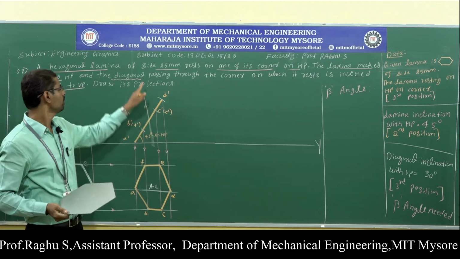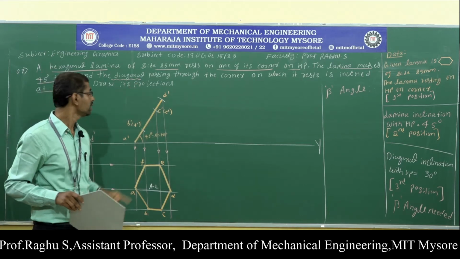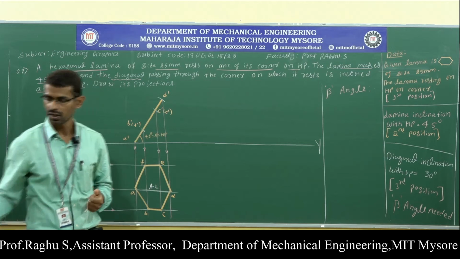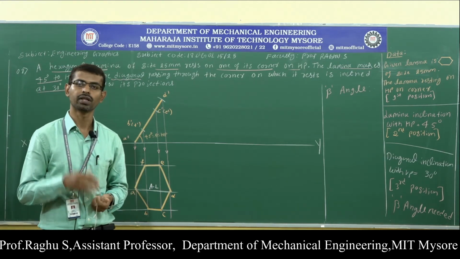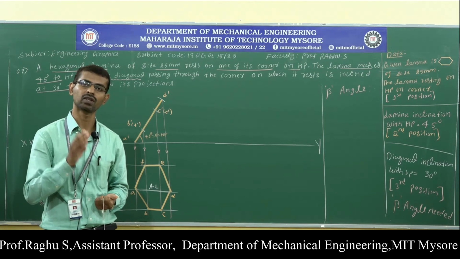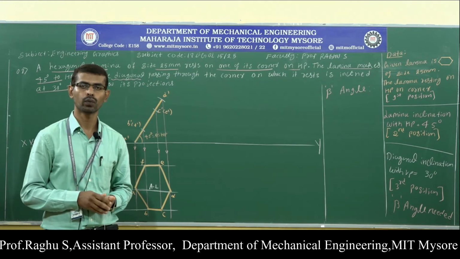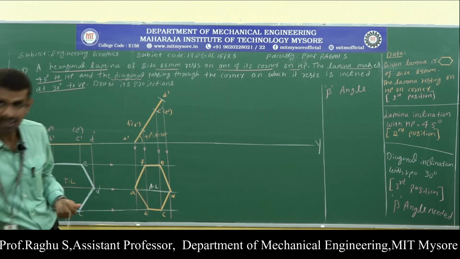Now, in the problem, he has mentioned that the diagonal passing through the resting corner is inclined 30 degrees with respect to VP. We have already discussed some beta angle problems. So when do we need the beta angle? When the diagonal is inclined with respect to VP, or when the perpendicular bisector or the median is inclined with respect to VP, then we need to find the beta angle. So how do we find the beta angle? The procedure is already discussed.